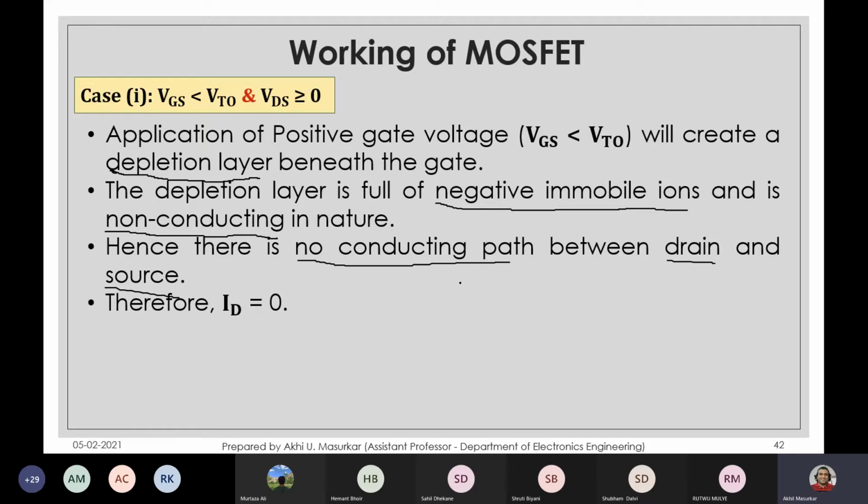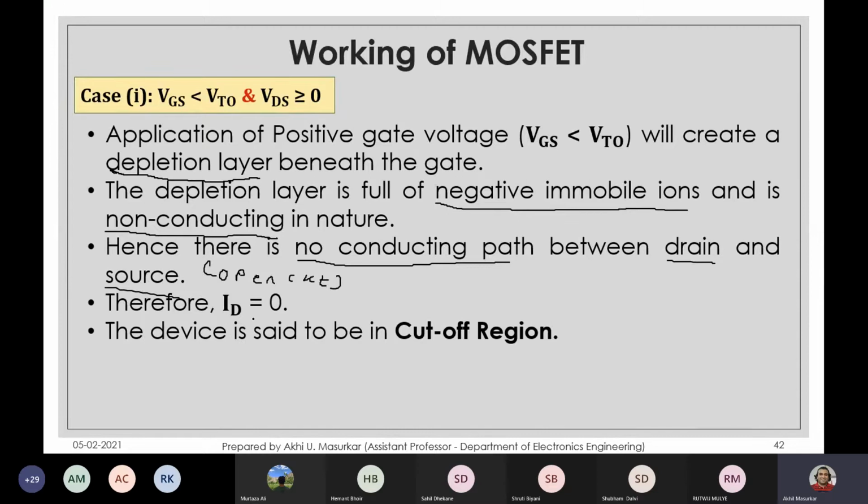And hence, if there is no conducting path, it's like an open circuit. I hope you all know what is the meaning of open circuit. And therefore, ID is equal to 0. The device is said to be in cutoff region. So please note that case 1 is called as cutoff.